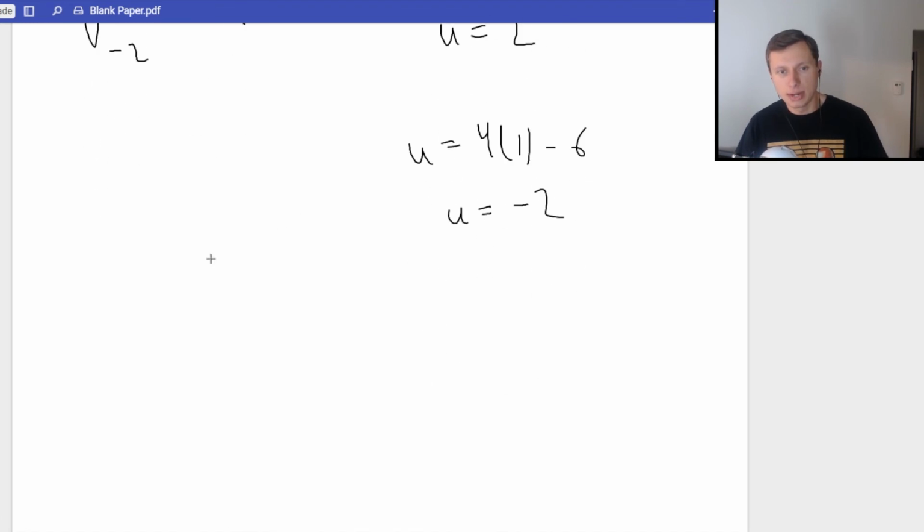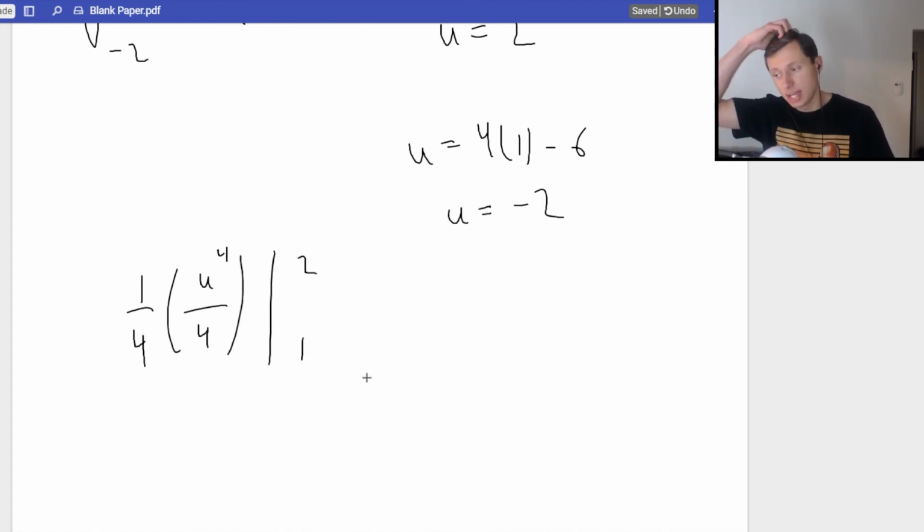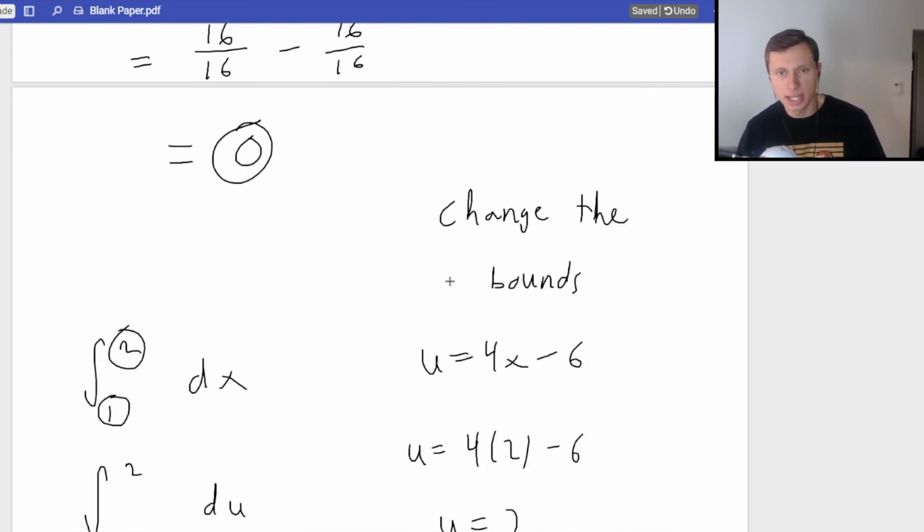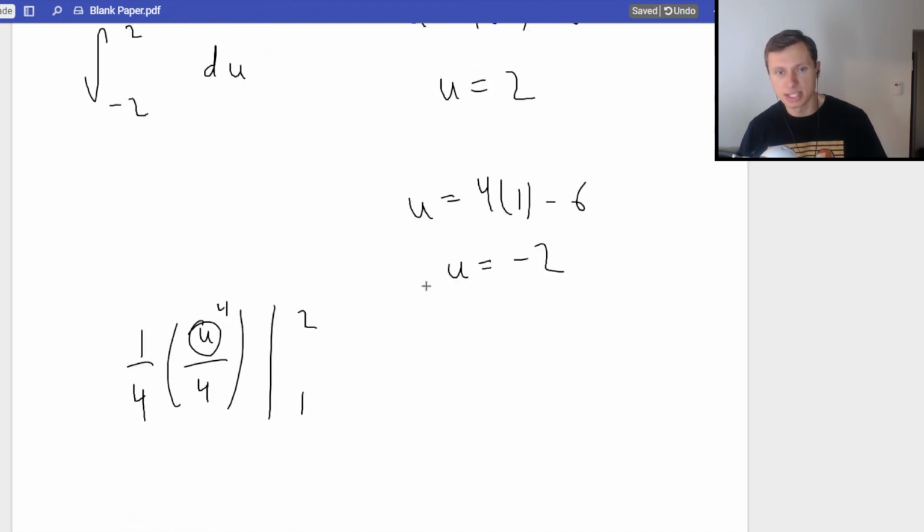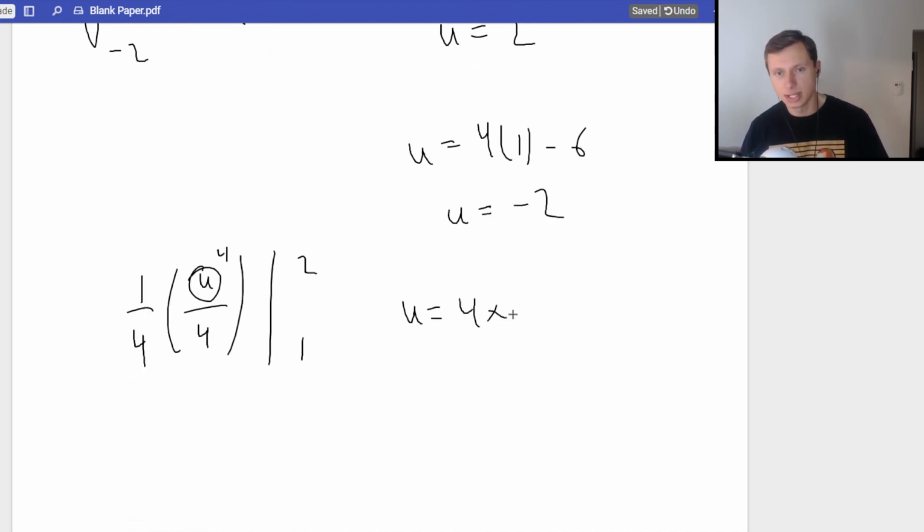I'm going to rewrite it down here: 1/4 times u to the 4th divided by 4, evaluated from 2 to 1. This is what we said at some point in the problem. Now, we completely have the choice, we have two options at this stage. Number one, we can plug in for u, which we said was what again? Let me scroll up. 4x minus 6. U equals 4x minus 6. We plug in for u. We did exactly what we did for this problem.